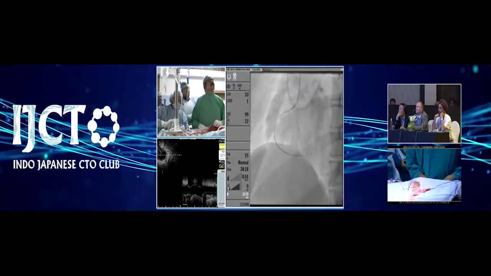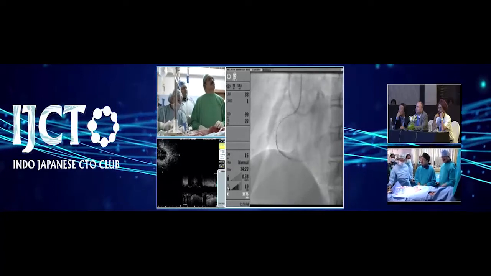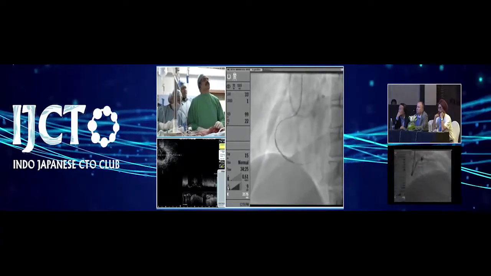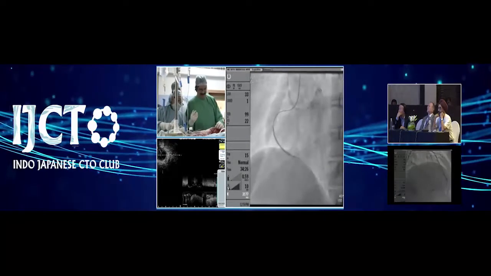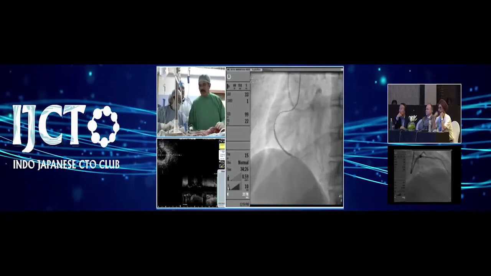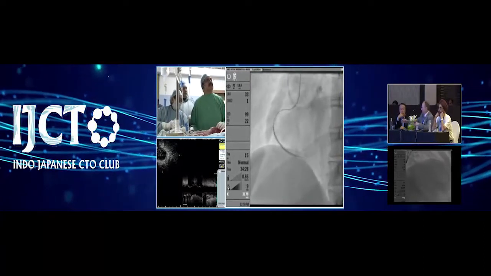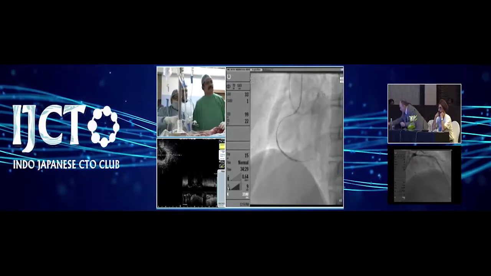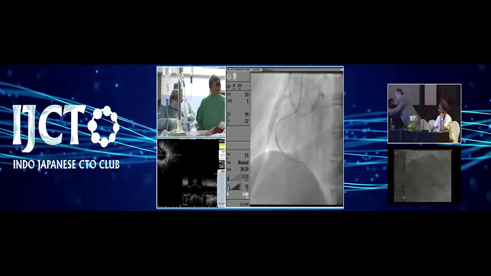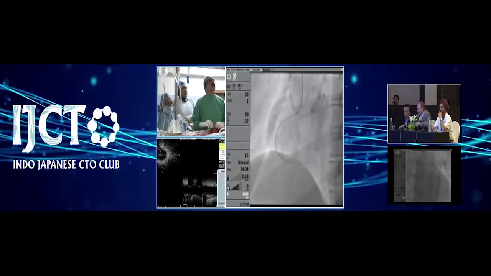4, 6, 8, 10, 12, 14. 2.5 by 38. We went up to 14 and formed this balloon. We'll take a dilation approximately.